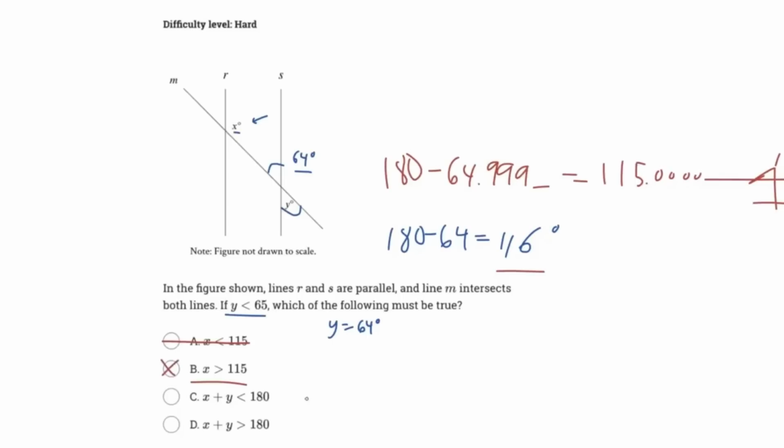C says X plus Y has to be less than 180 degrees and D says X plus Y has to be greater than 180 degrees. Well, we just proved it here, right? We said that if Y, we could just name it 64 degrees, by vertical angles this is 64 degrees, we find that X would have to be 116 degrees. 116 plus 64 is 180 degrees. And so neither C nor D is correct, because X plus Y will always be equivalent to 180 degrees.